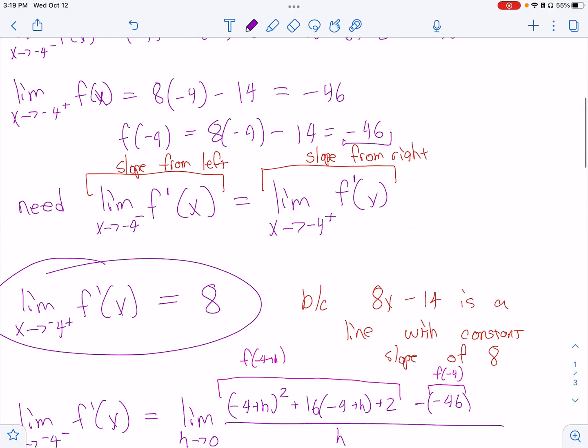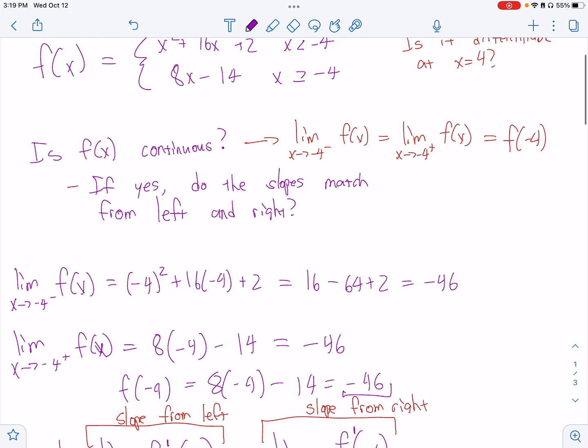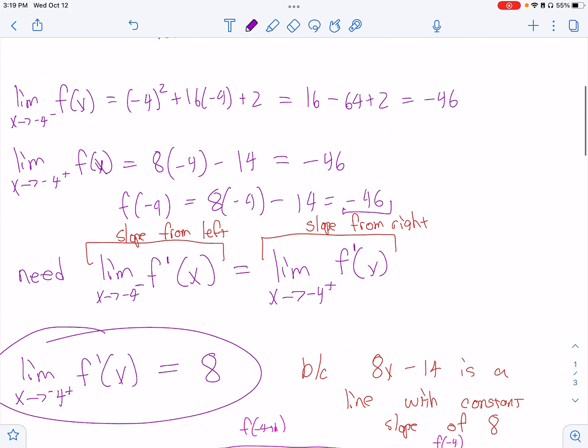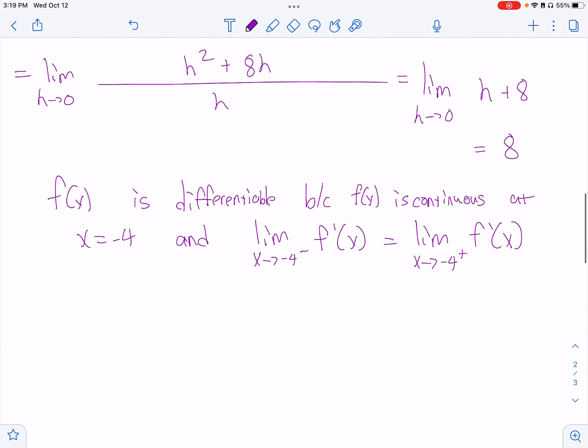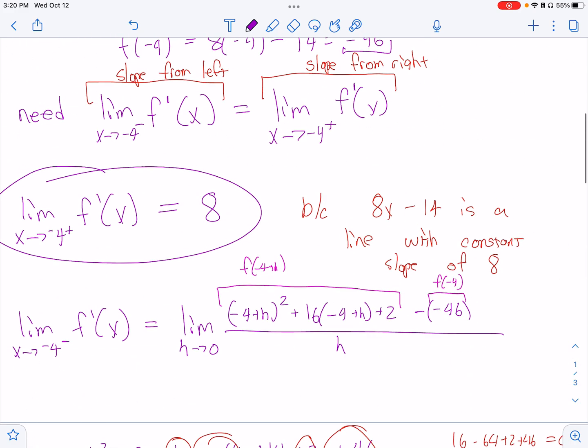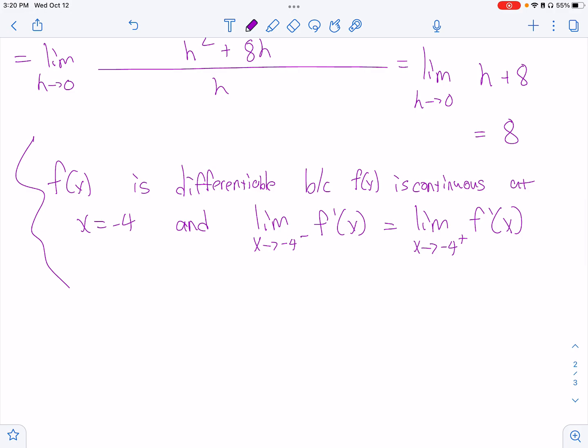But the concept is not going to change, right? So I'm going to check the derivative of both pieces, and they have to match. And the notation here is super important, right? So notice that my final answer, it's short and it's concise and it's correct. So I say it's differentiable because it's continuous, which I showed at the beginning. And then I showed that its derivatives match from both sides.